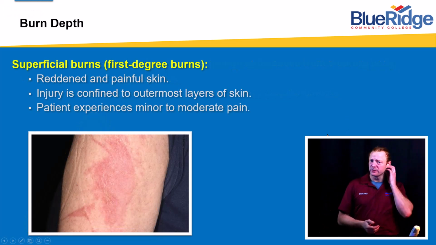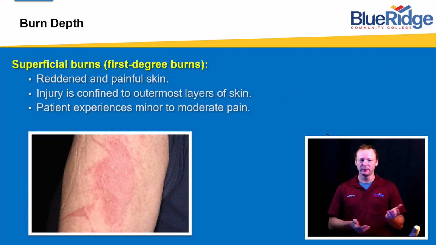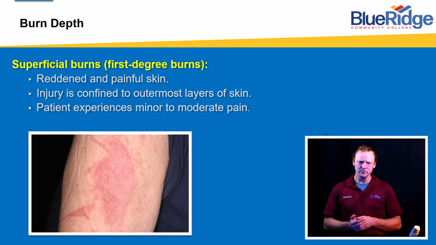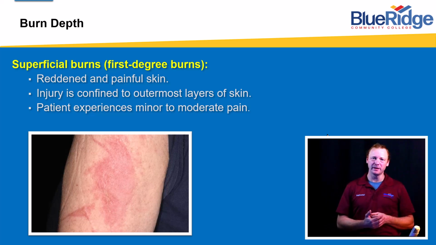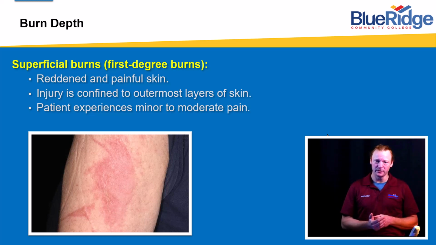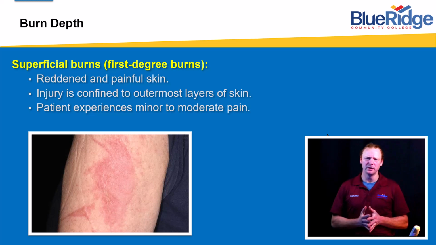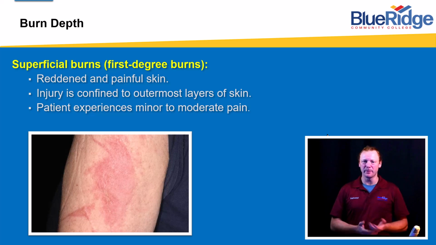So we have superficial burns, which are known as first-degree burns. They are reddened and painful skin areas. You'll see this a lot with sunburn and other minor heat contact burns. Injury is confined to the outermost layers of the skin. The patient experiences some minor to moderate pain.